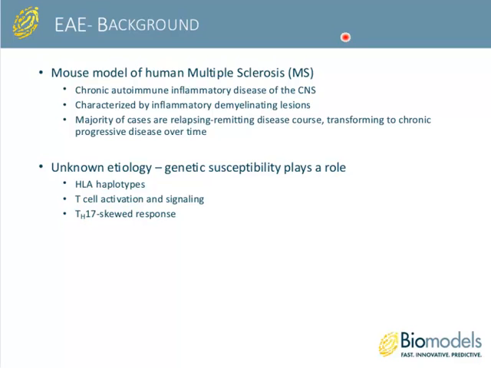The etiology is currently unknown, but obviously multifactorial, and genetic susceptibility does play a large role. So the HLA that your cells are expressing, copies of genes involved in T-cell activation and signaling, maturation, that sort of thing. And then it's also known that this disease has a strong Th17 skewed immune response profile.